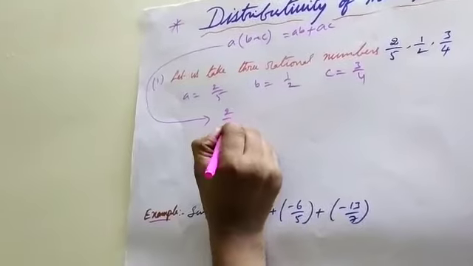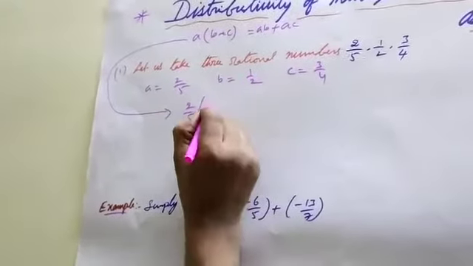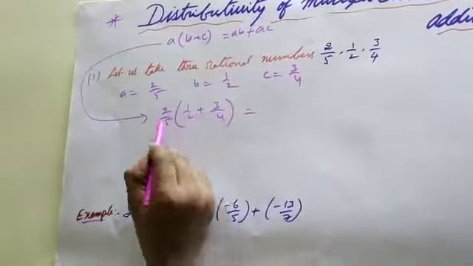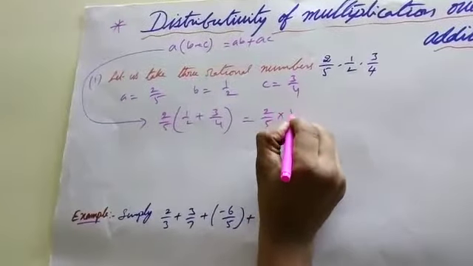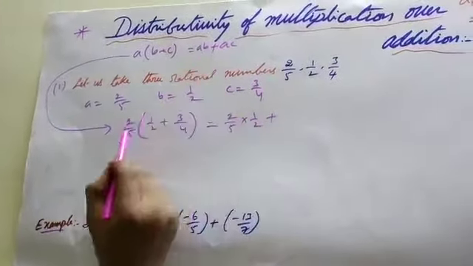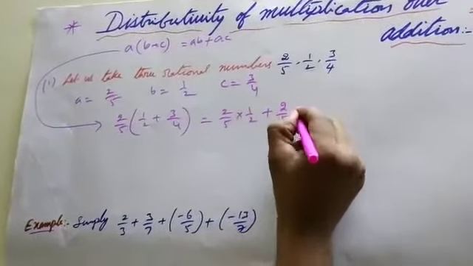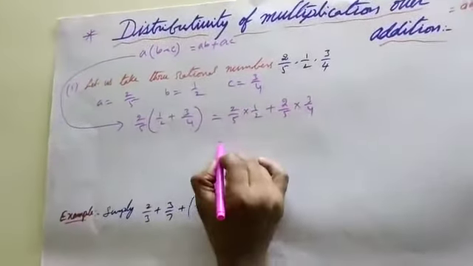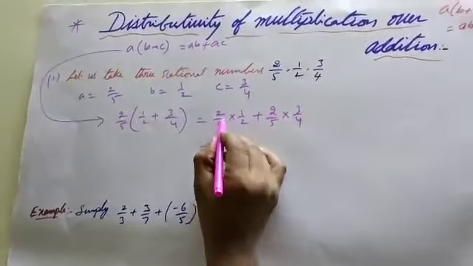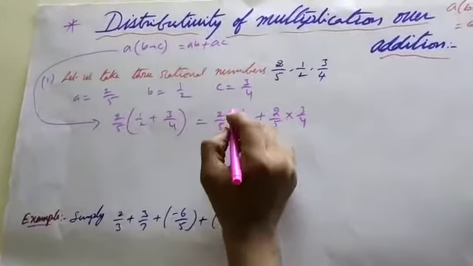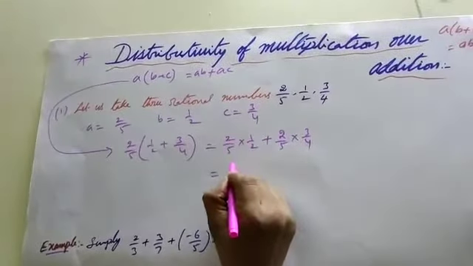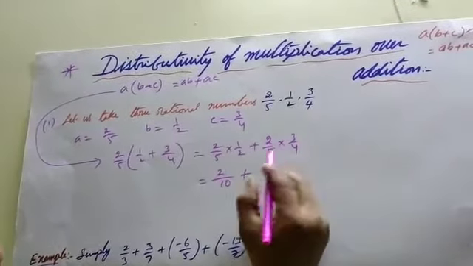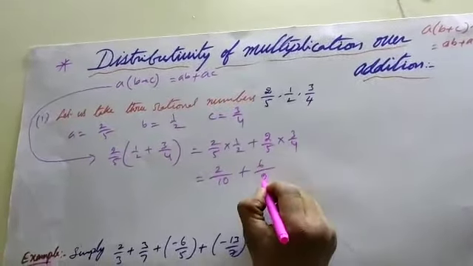What is a? 2 by 5. Then b plus c: b is 1 by 2 plus c is 3 by 4. Like this, a into b, that is 2 by 5 into 1 by 2, plus a into c. What is ac? 2 by 5 into 3 by 4. In multiplication of two rational numbers, we take the multiplication of numerators divided by the multiplication of denominators. Multiplication of numerators: 2 ones are 2, by 5 twos are 10, plus, at the same time, 2 threes are 6, by 5 fours are 20.